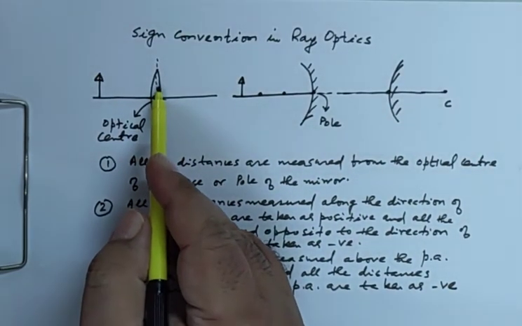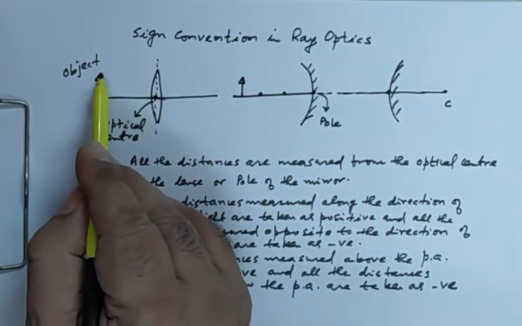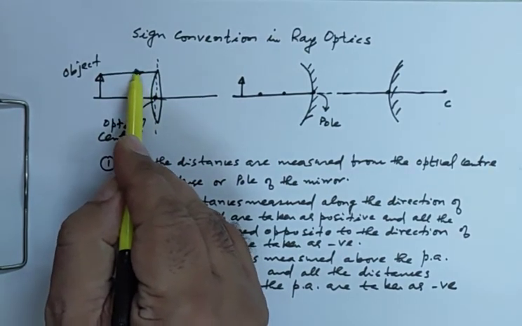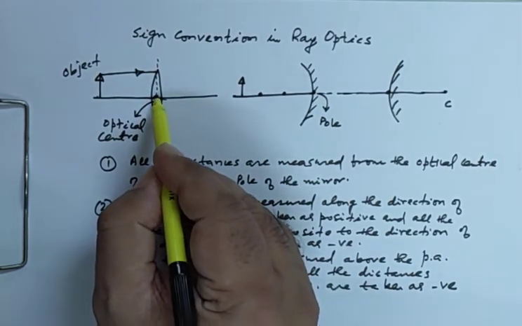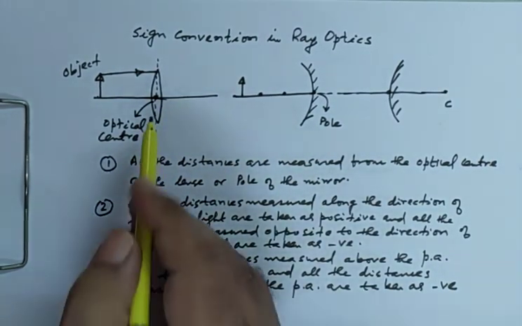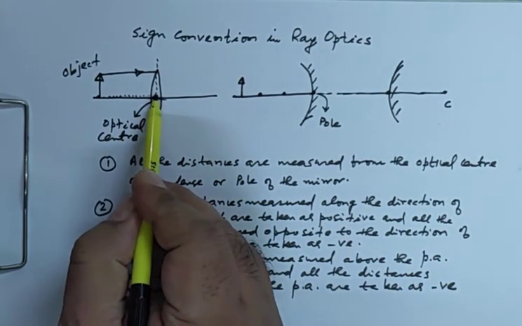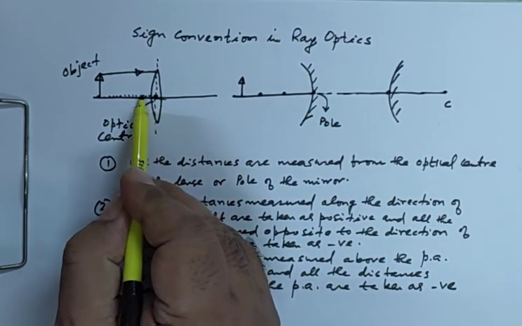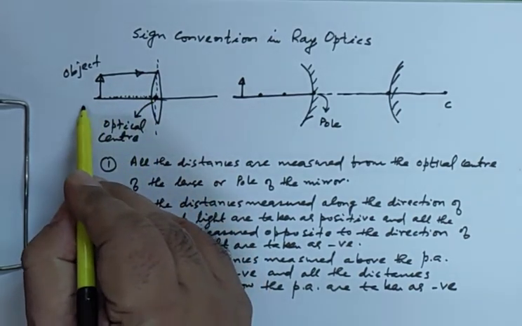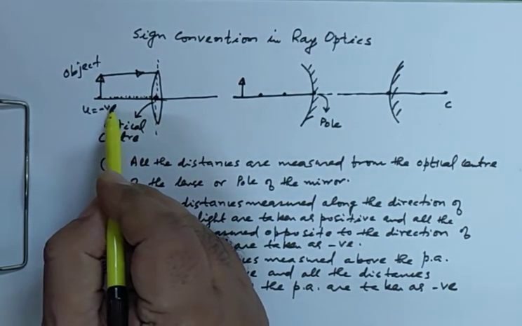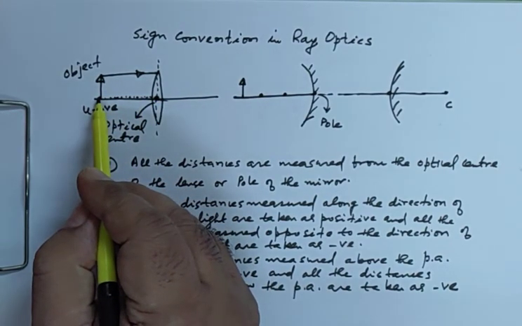Here this is a convex lens and this is the object. The light from the object will fall like this. So if we want to measure the distance of the object from the lens, we will start measuring from the optical center. We will move towards the object. We can see that we are moving in the direction which is opposite to the direction of incident light. So the sign of the object distance would be negative because we are moving against the direction of incident light.